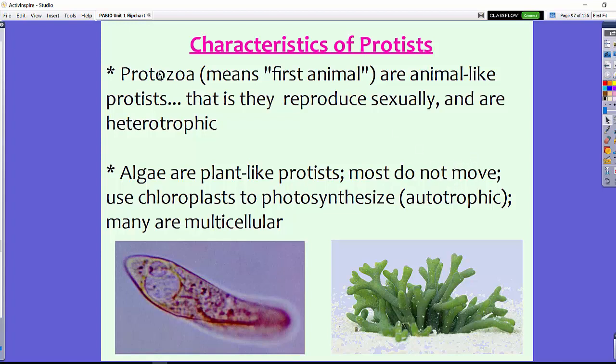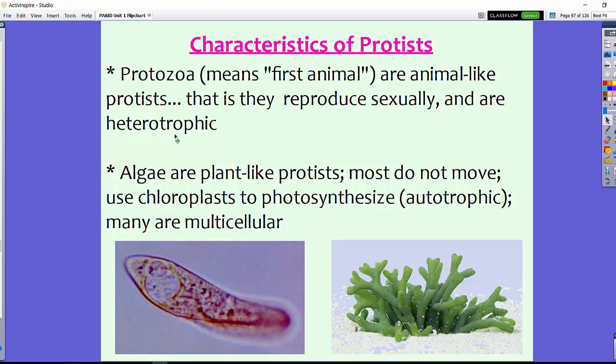So we also see in Kingdom Protista, we see things called protozoa. Now, protozoa are also called animal-like protists. Now, they call them animal-like protists because, not that they look like animals, but they have some of the same characteristics as animals. So, for example, this type, protozoa, they actually reproduce sexually, meaning that they need 2 partners in order to reproduce. They're also heterotrophic, meaning that they have to go get their food from some source. So they have to find their own food.